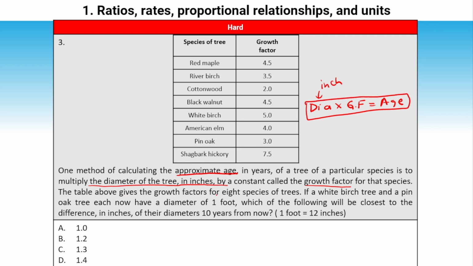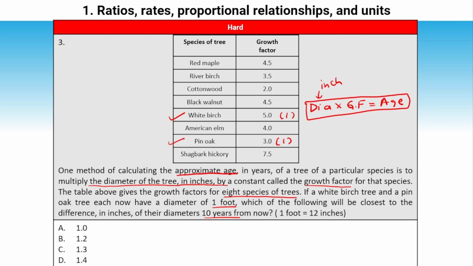The table above gives the growth factor for species of trees. If a white birch tree, where is white birch? Okay, if the white birch tree and a pin oak tree now have a diameter of 1 foot, not in inch. To use the formula we have to convert this into inch. Which of the following will be closest to the difference in inch of the diameter 10 years from now? We have to find the diameter 10 years from now, and subtract those.